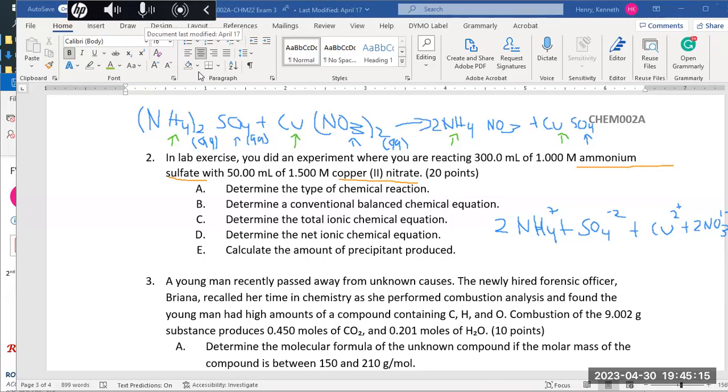Because, okay, the way I like to look at it is, you have these two guys that are coming to the party. Over here, your ammonium sulfate is coming, and your copper 2 nitrate is coming to the party as well. Now, if nobody hooks up with each other, then everybody's spectators. Everybody's sitting at the party watching other people hook up, right? So nothing's happening. They're not changing anything.